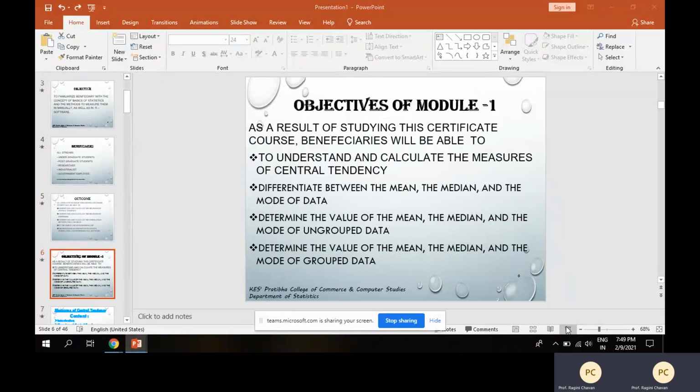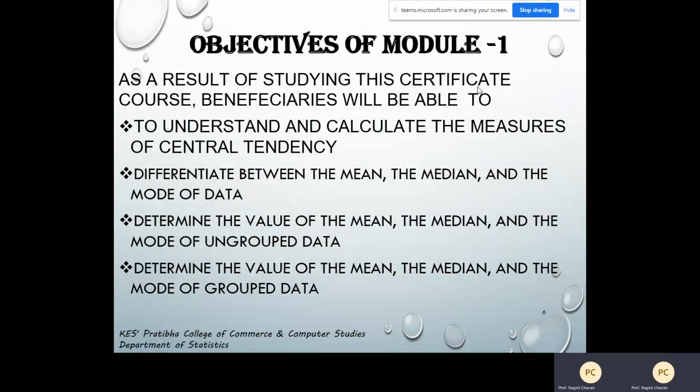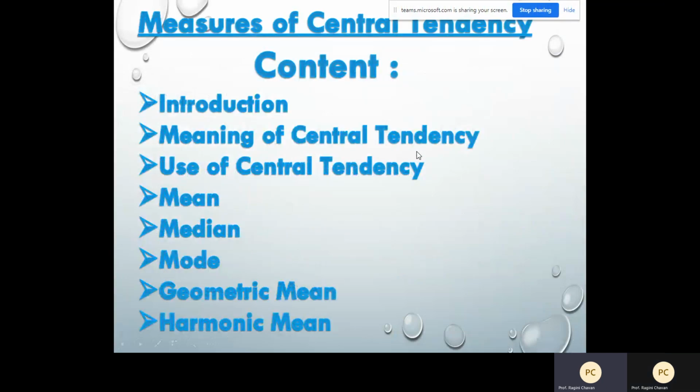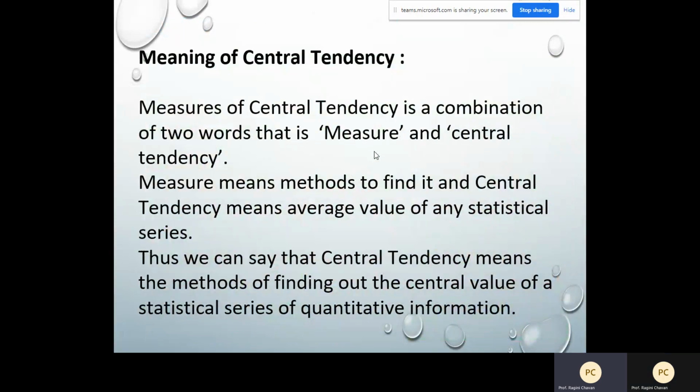Objectives of Module 1, that is measures of central tendency, are to understand and calculate measures of central tendency, differentiate between the mean, median, and mode of the data, and determine the value of mean, median, and mode for grouped and for ungrouped data. These are the contents of this Module 1. So let us start with measures of central tendency.